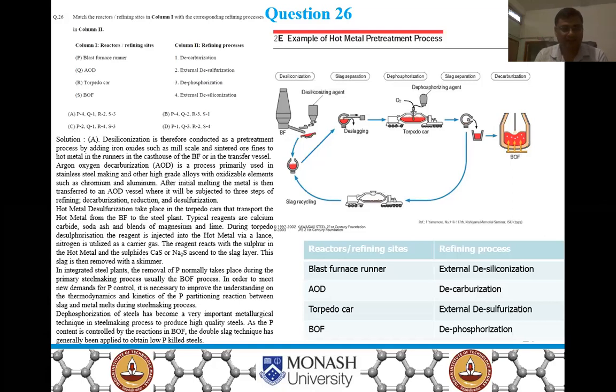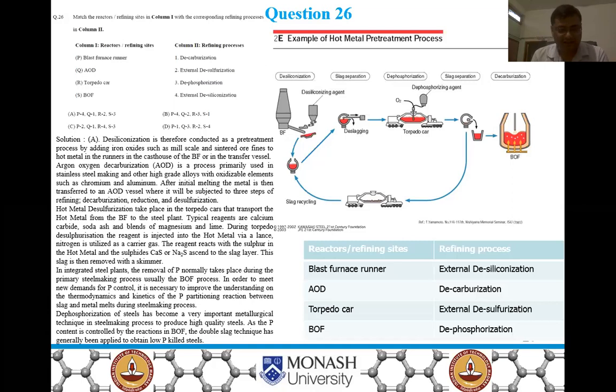Hot metal desulfurization takes place in a torpedo car that transports the hot metal from blast furnace to steel plant, and typical reagents are calcium carbide, soda ash, and blends of magnesium and lime. During the torpedo desulfurization, the reagent is injected into the hot metal via a lance, and nitrogen is utilized as a carrier gas. The reagent reacts with sulfur in the hot metal, and sulfides CaS and Na2S ascend to the slag layer, and this slag is then dragged off with a skimmer.